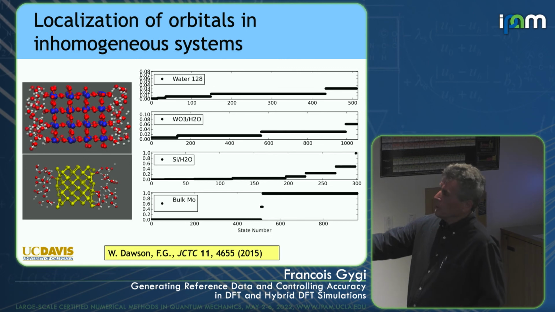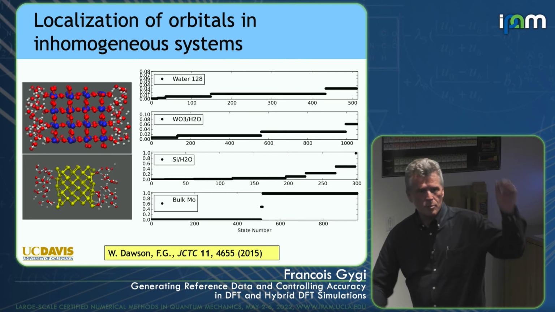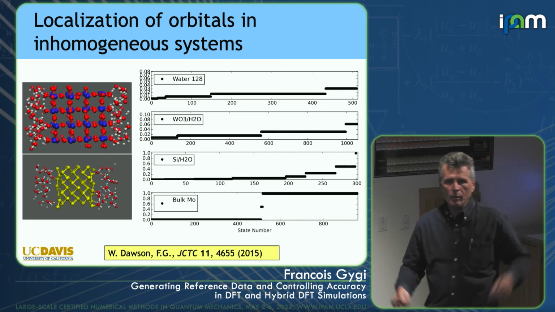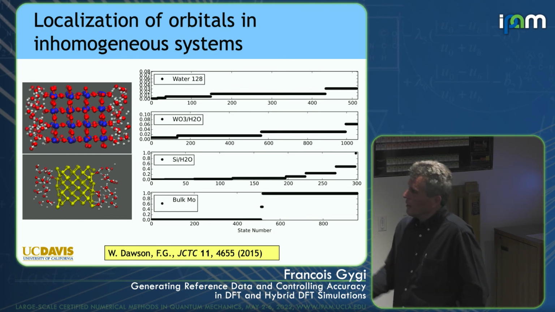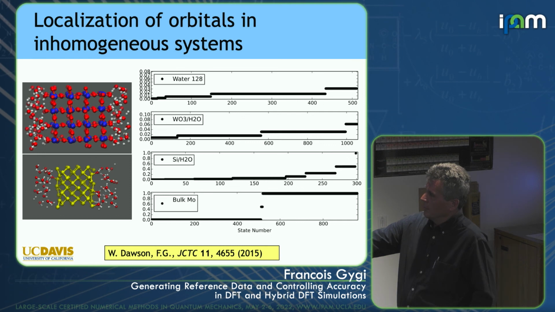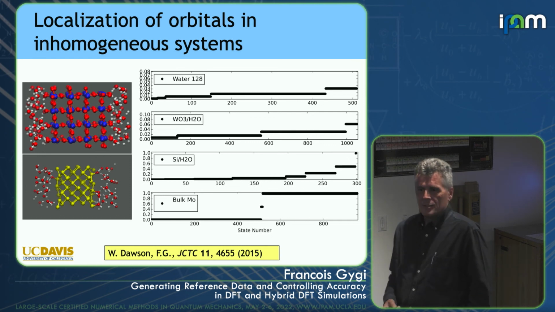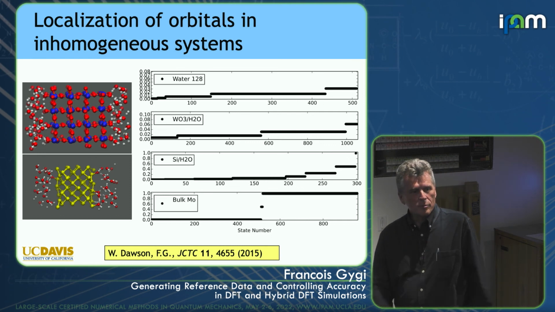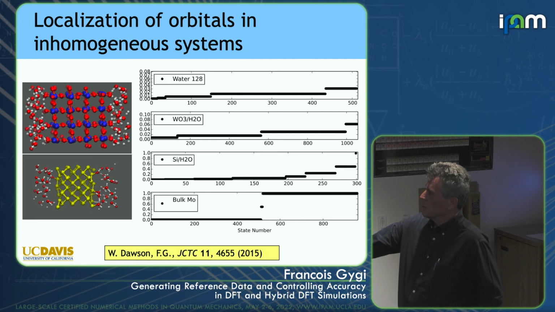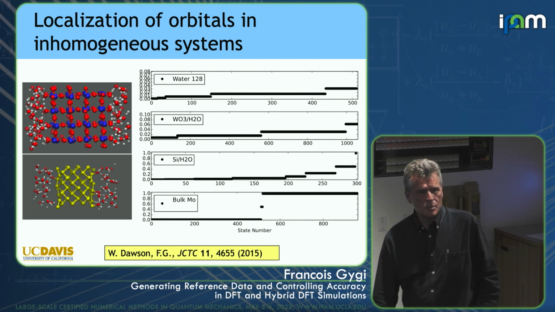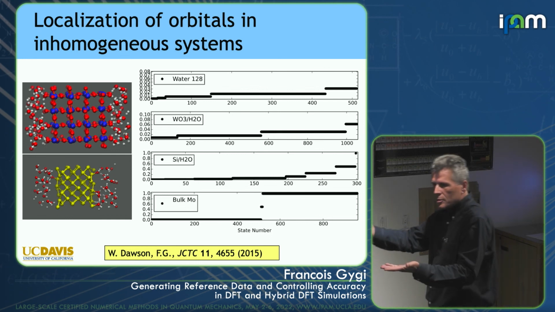Last one is bulk molybdenum. That's kind of just the most extreme case. We say, well, that's a metal. What can you hope for there, right? What can you hope for in a metal? Well, it turns out there are semi-core states that are these very tight d orbitals. And those can be localized really well. They stay on one atom. Okay, maybe that will give you some gain. All the other ones that are in the conduction band really cannot be localized at all. So this is what the method tells us.